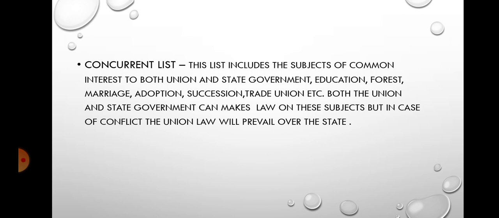The third list is concurrent list. This list includes the subjects of common interest of both union and the state government like education, forest, marriage, adoption, succession, trade union, etc. Both the union and the state government can make law on these subjects, but in case of conflict, the union law will prevail over the state.